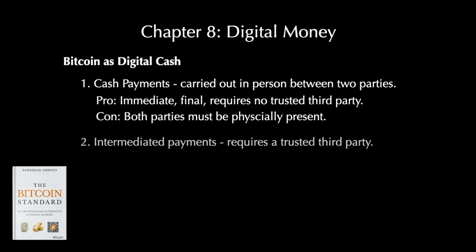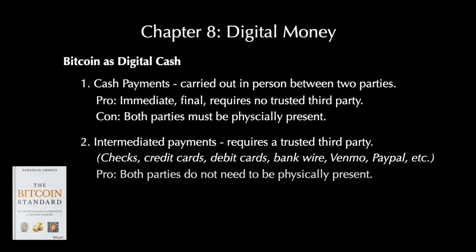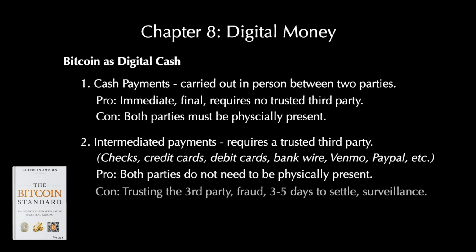Number two, intermediated payments. These are payments which require a trusted third party. This includes checks, credit cards, debit cards, bank wire transfers, money transfer services, electronic payments like PayPal, Venmo, etc. The advantage is that the two parties do not need to be in the same place at the same time to transact. The drawbacks are trusting the third party to execute the transaction, fraud, 3 to 5 business days to settle, and government surveillance and blocking of the transactions.